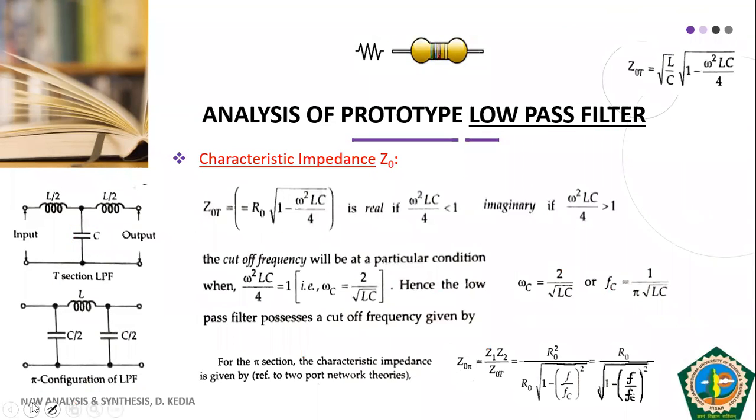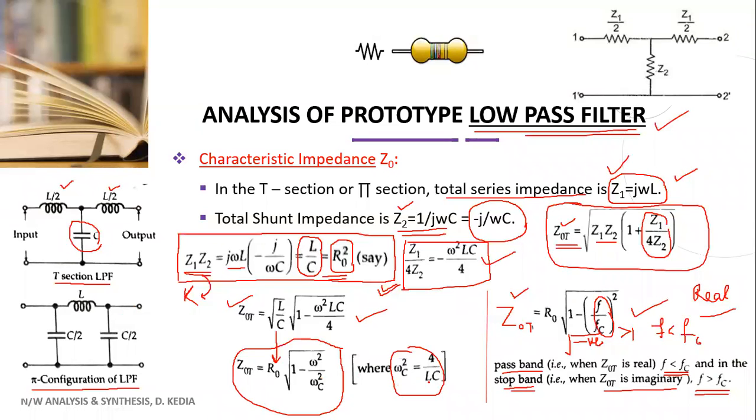Now, this I just explained to you. You see here, Z naught T is real if this term is less than 1. Okay, and if it is greater than 1, it will be imaginary. Okay, so this is omega square LC by 4 term. Okay, now what will happen when omega square LC by 4 equal to 1? See in the previous slide, we had substituted omega C square as 4 by LC. Otherwise, our original expression was this one only.